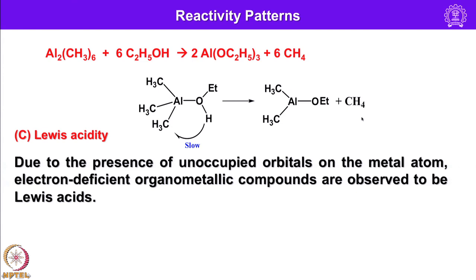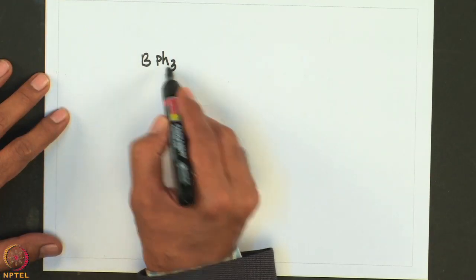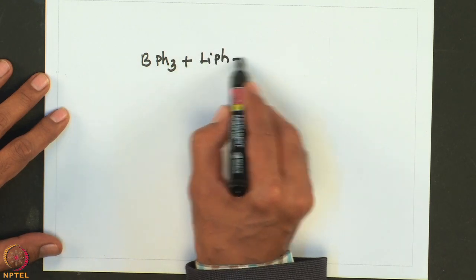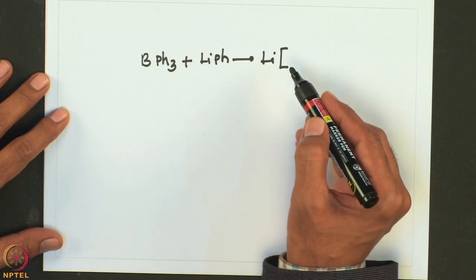So, another one is the Lewis acidic nature of organometallic compounds. Due to the presence of unoccupied orbitals on the metal atom, electron deficient organometallic compounds are observed to be Lewis acidic in nature, or they perform as Lewis acids. So, let us look into the Lewis acidity of these compounds. For example, if I take triphenyl boron and it is treated with phenyl lithium, it forms lithium tetraphenyl borate.